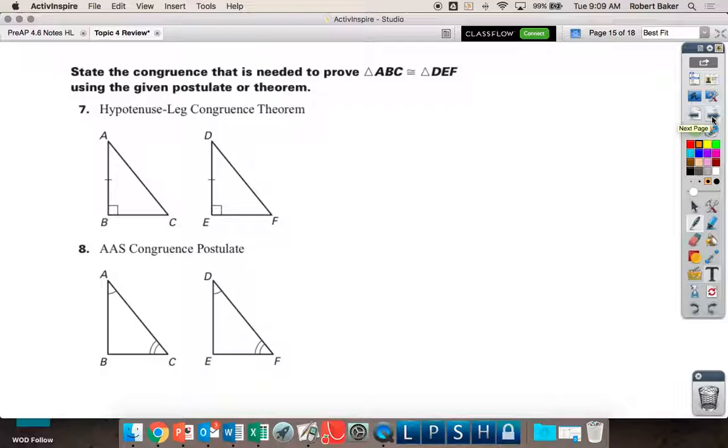State the congruence that is needed to prove the two triangles are congruent using the given postulate. So you want to prove those two triangles are congruent by the HL shortcut. What else do you need? You have an L. You need an H. So you need to mark that these two things are congruent. That's what you're adding. Now they are congruent by the HL shortcut.